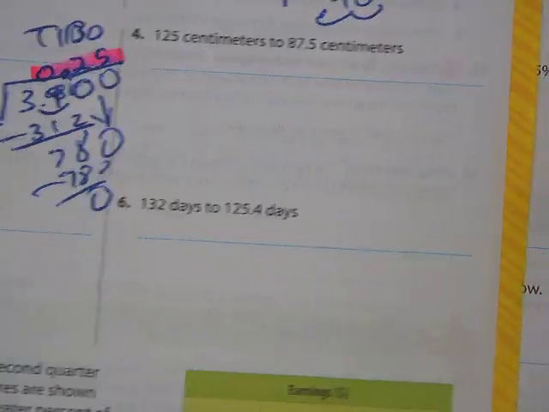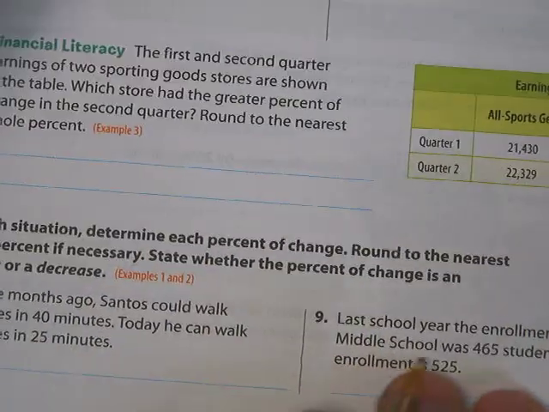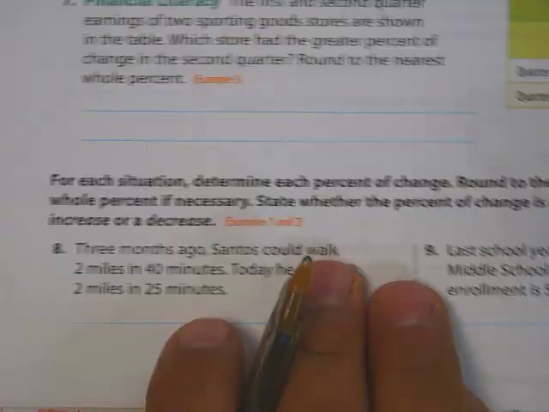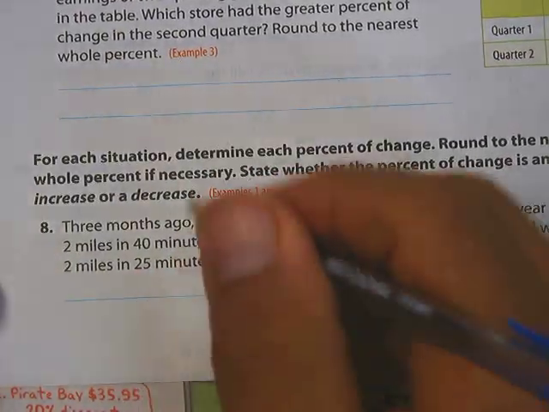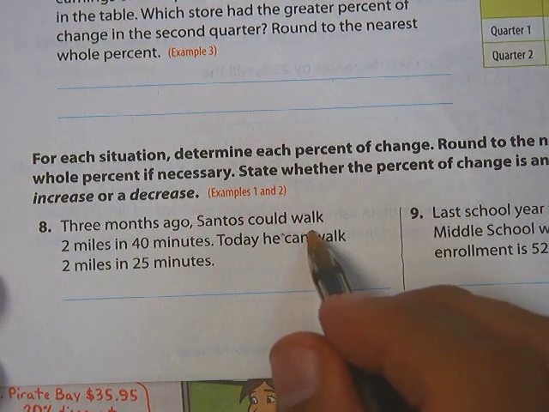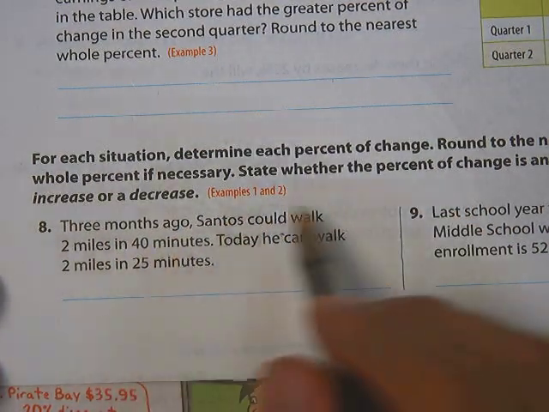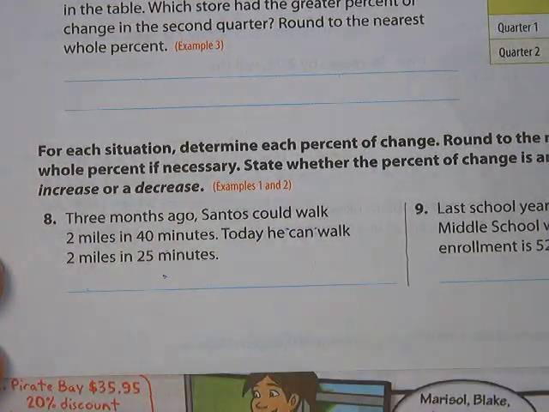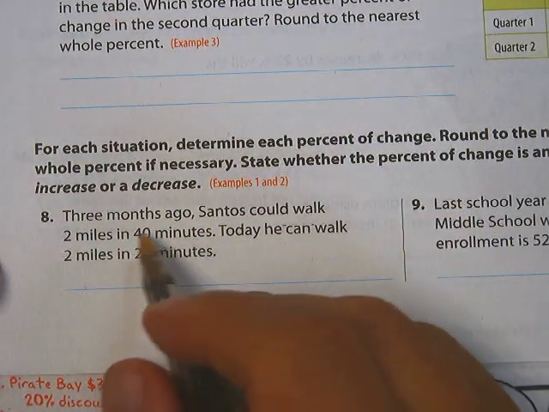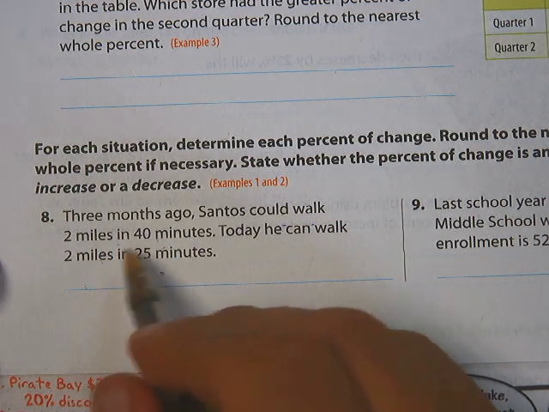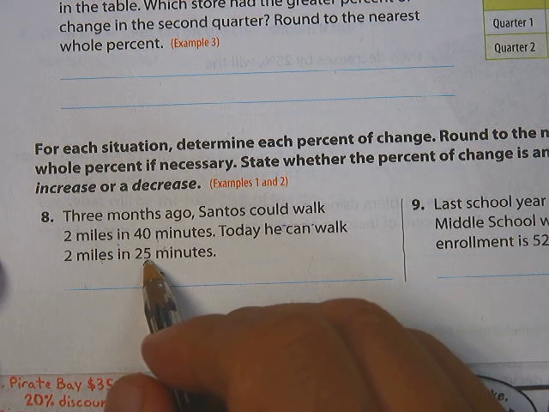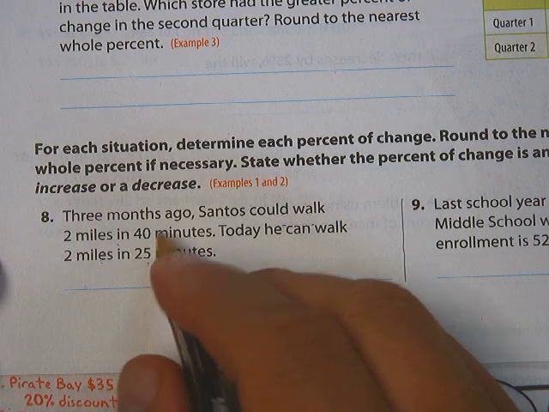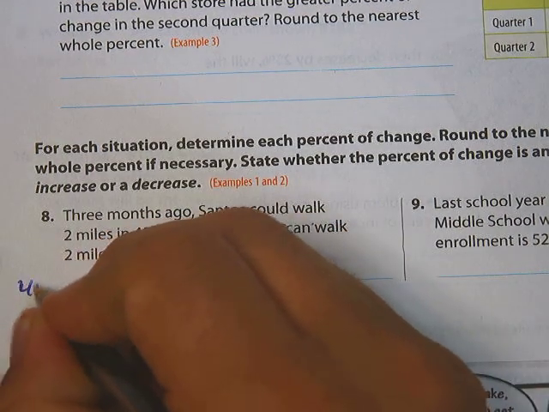Okay, I'll do another one here. I'll do number 6. No, you know what? Let me do it from the bottom. Okay, number 8. Three months ago, Santos could walk 2 miles in 40 minutes. Today, he can walk 2 miles in 25 minutes. Okay, so now we're going to compare. 2 miles in 40 minutes, 2 miles in 25 minutes.